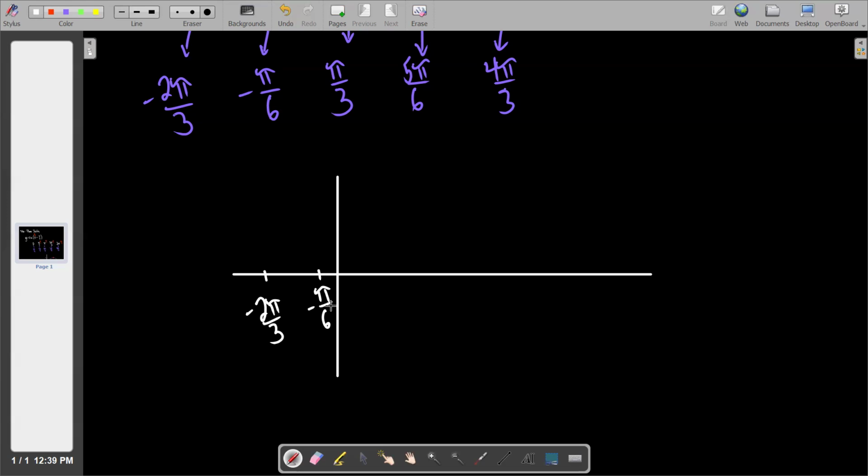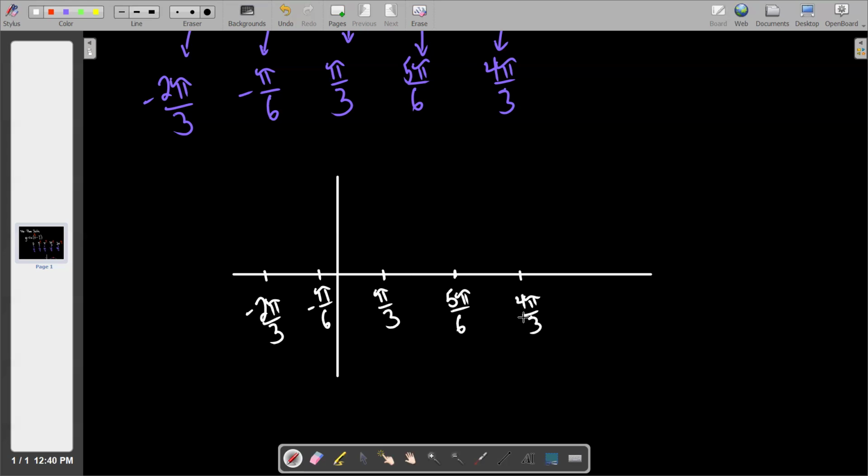So now what I'm going to do is probably just keep the flow alive. I'm just going to estimate that I bet pi over 3 is probably right about here. And I'm going to go ahead and guess that 5 pi over 6 is probably right about here. And then finally, I'm going to guess that my 4 pi over 3 is probably right about here.